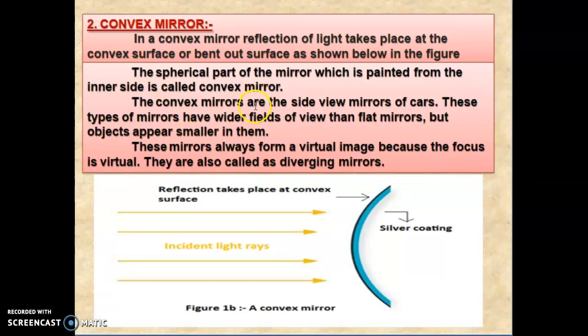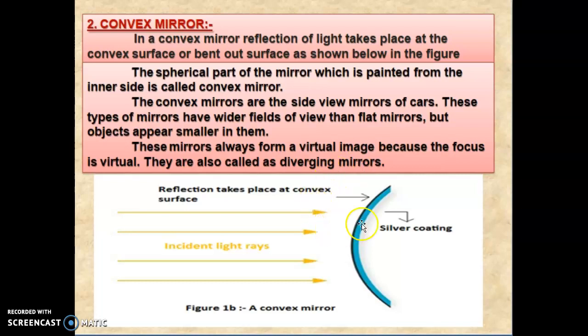Convex mirrors are the side-view mirrors of a car. This type of mirror has a wider field of view than a flat mirror, but the object appears smaller in them. This mirror always forms a virtual image, which we can call a Vastavik image, because the focus is virtual, and it is called a diverging mirror. From a convex mirror, the nature of the image is virtual because the focus is not real. So that is why we call it a diverging mirror.